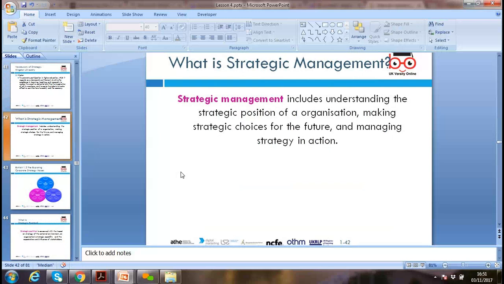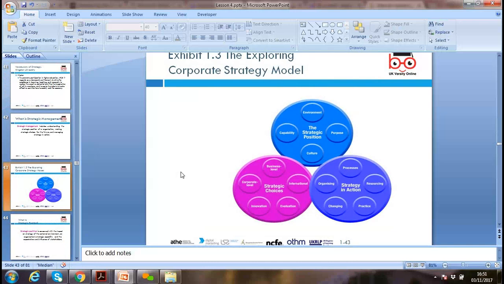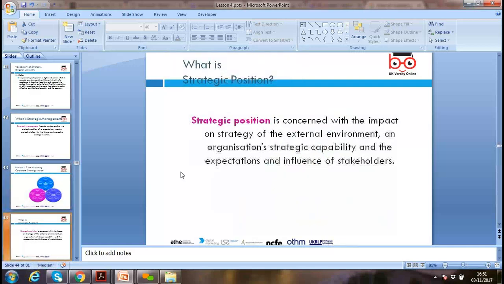So please, strategic management includes understanding the position of the organization and making the strategic choices. Please explore the corporate strategies model, which we discussed in the previous lesson, and just focus on the strategic position. We need to look around the company's environment, the purpose of the company, and culture. I already explained what is meant by culture: culture means norms, values, the way we do business, slogans.